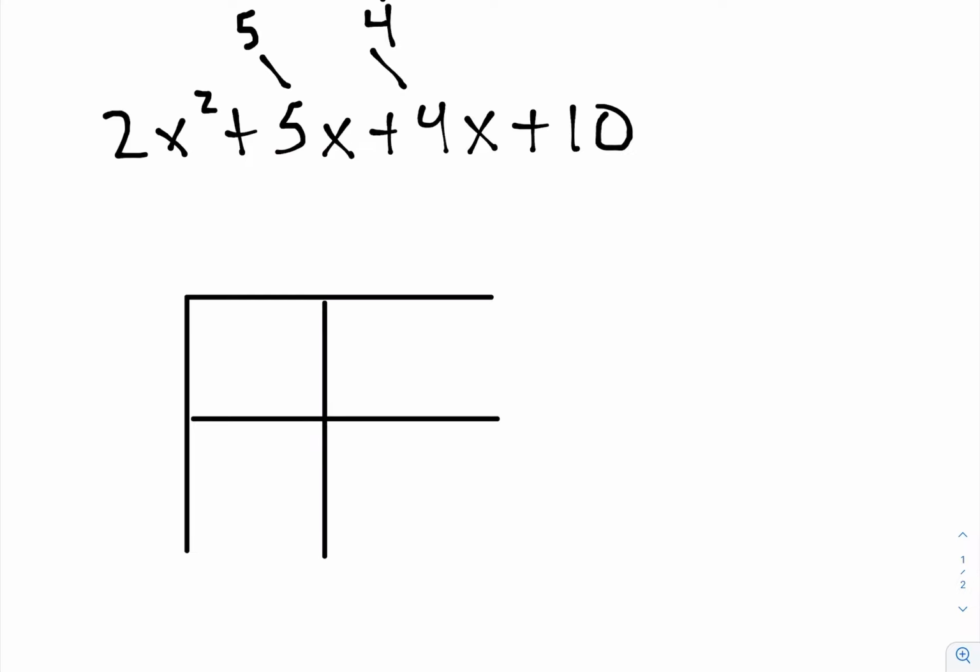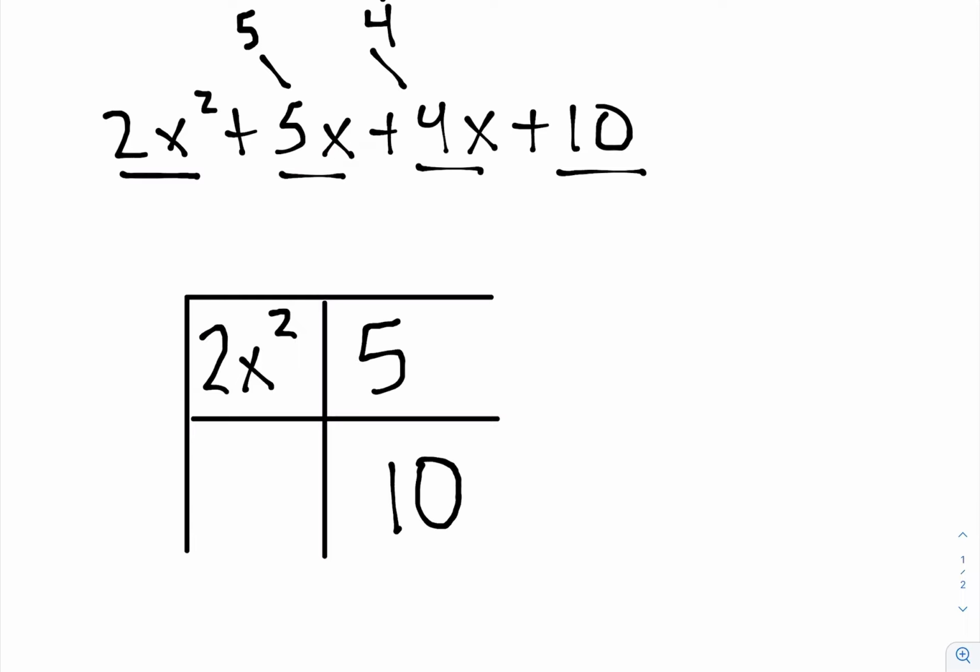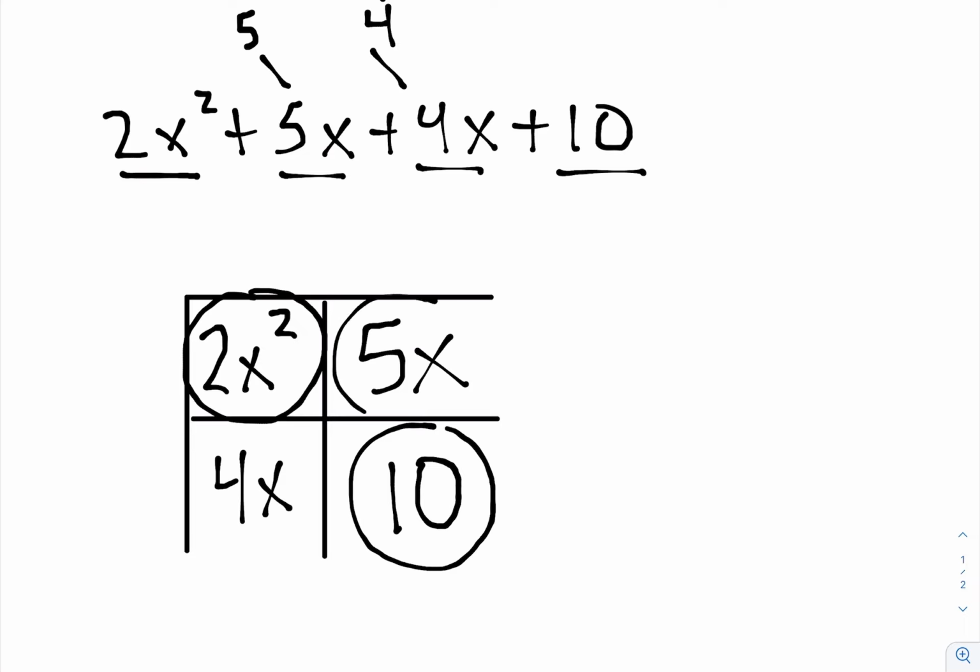In each square, you're going to write, in the top left square, the 2x squared, whatever term is first. In the bottom right square, you're going to write your constant, which is 10. And in the top right and bottom left, you're going to write your 5x and your 4x. Once you have your box set up, you have your x squared term in the top left, your constant term in the bottom right, and your x terms in the top right and bottom left. Everything is all good.